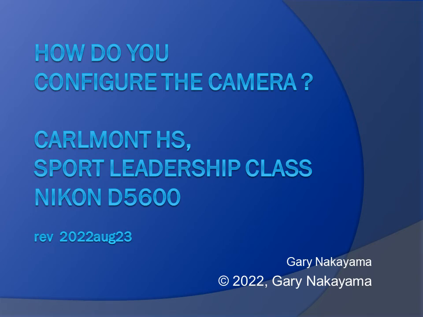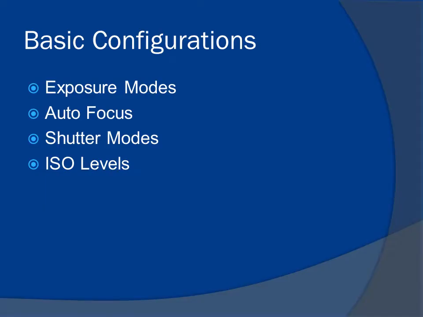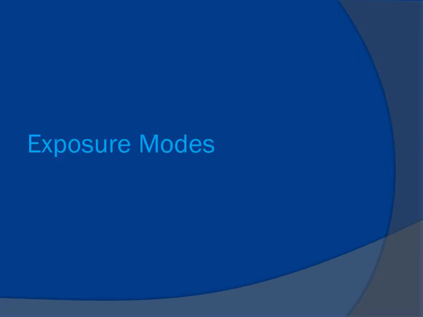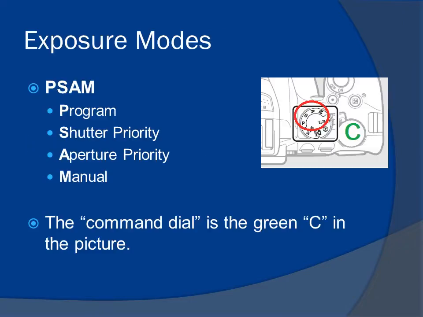How do you configure the camera? This lesson is for a Carlmont High School sports leadership class for the Nikon D5600. Basic configurations: exposure modes, autofocus, shutter modes, ISO level. Exposure modes: PSAM, program, shutter priority, aperture priority, and manual.